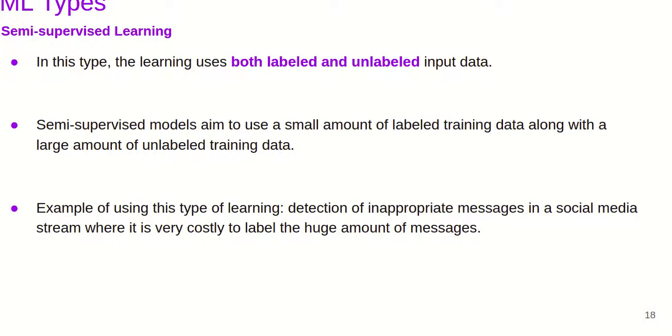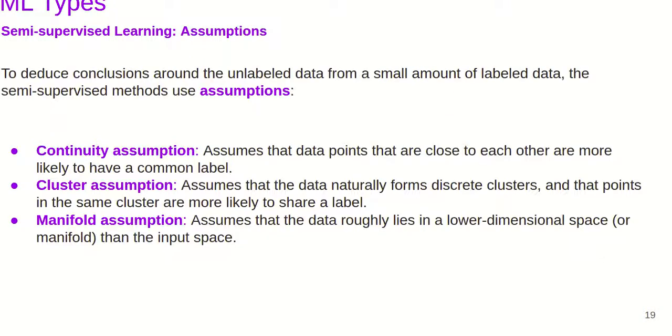For example, if we want to detect inappropriate messages in a social media stream, we have a huge amount of messages, and we can't afford to label them manually. So what we can do is use a semi-supervised technique where we have a small amount of labeled data, and that will help us to do some learning on the larger amount of data. But when we use these techniques of semi-supervised learning, we have what we call assumptions on the data.